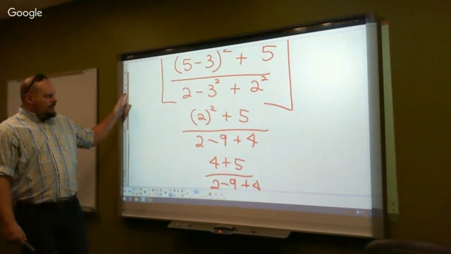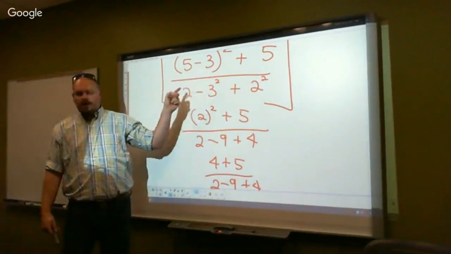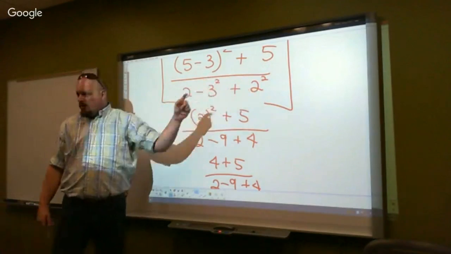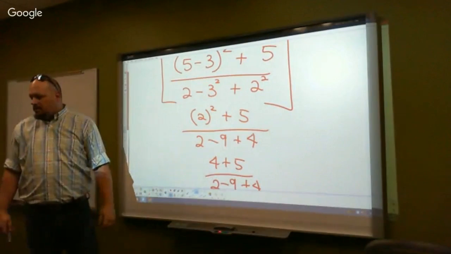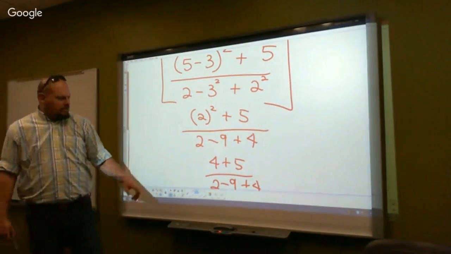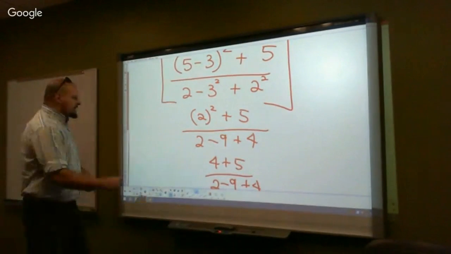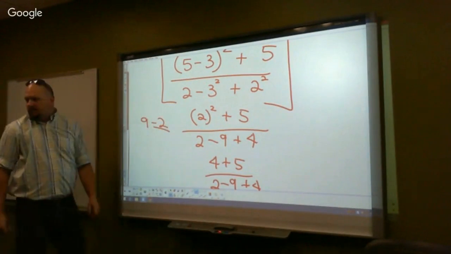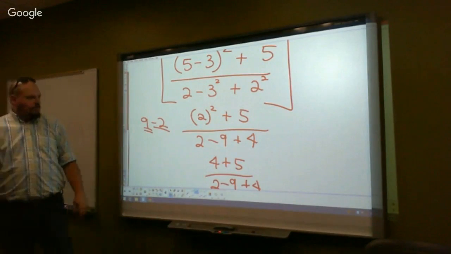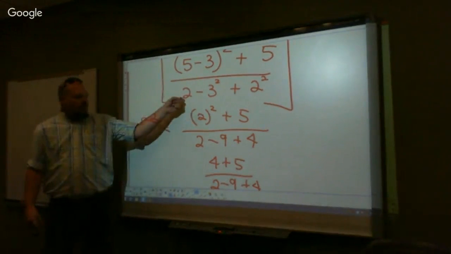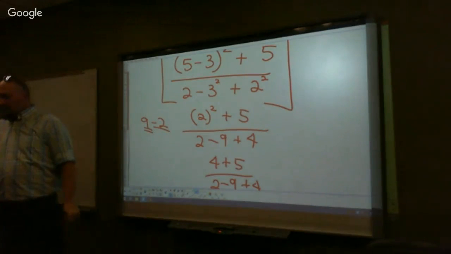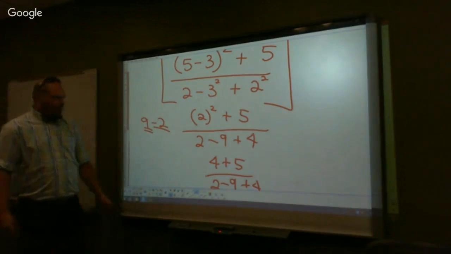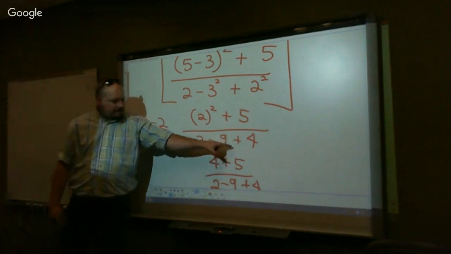2 minus 3 squared is 2 minus 9, right? Plus 2 squared is 4. So what's 2 minus 9? Why don't we say 9 minus 2? Because it isn't written that way. If you say 9 minus 2, that means 2 is negative and 9 is positive. But that's not what we have written here, right? We have a positive 2 and a negative 3 squared. So in algebra, you start subtraction and addition from the left. 2 minus 9 plus 4.